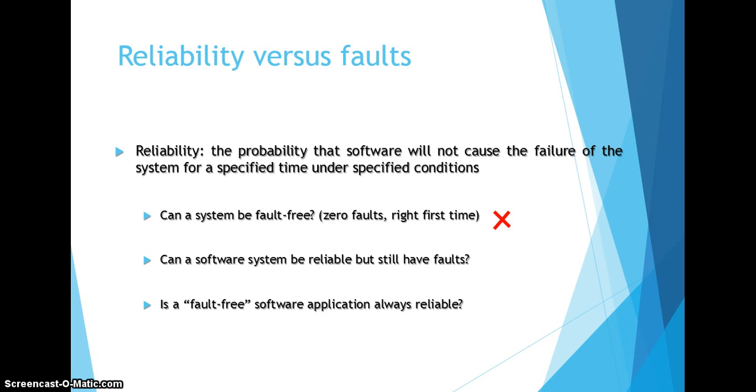But can you still have a software which we will call reliable, and it will still have some defects in it? Yes, because that's how most applications are delivered. For example, you have Windows, which gets launched with Windows 8, and then it keeps releasing new service packs to keep fixing ongoing builds and defects. So can a software system be reliable and still have faults? Yes.